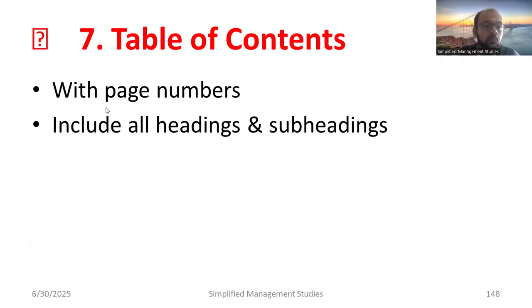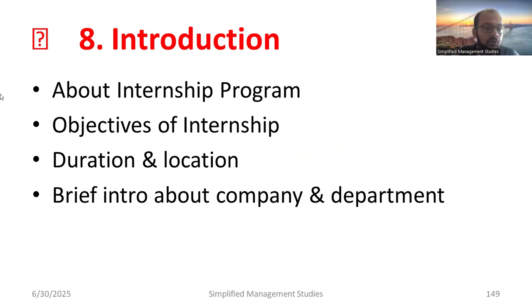Next is the table of contents. Provide the page number and title, and include all the headings and subheadings so that I can easily figure out where exactly the chapter is. If I want the company profile and go to page number 10, I'll get it. If I go to page number 15, I'll get the details of the organization hierarchy, correct?